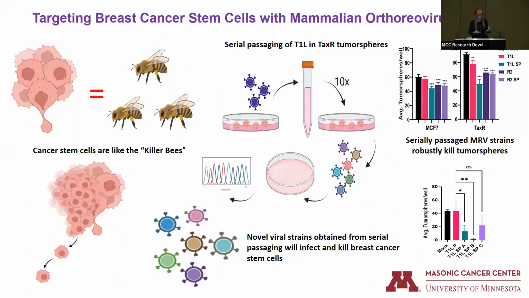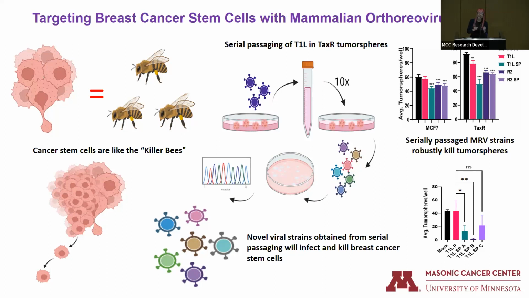However, I aim to create novel MRV strains using a method called serial passaging. But what is serial passaging? Serial passaging is the process that involves making a virus go through multiple rounds of infection and replication in a specific cell type. The expectation is that the resulting viral strains will have superior capacity at killing that cell type.